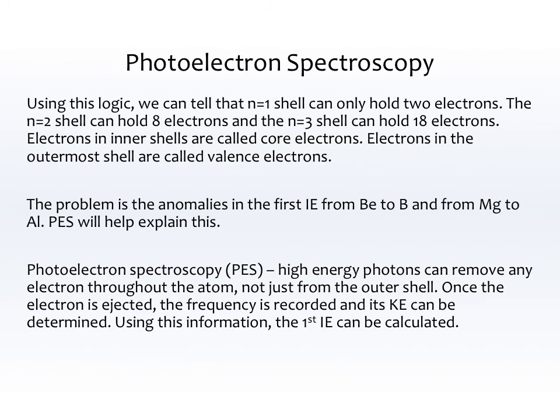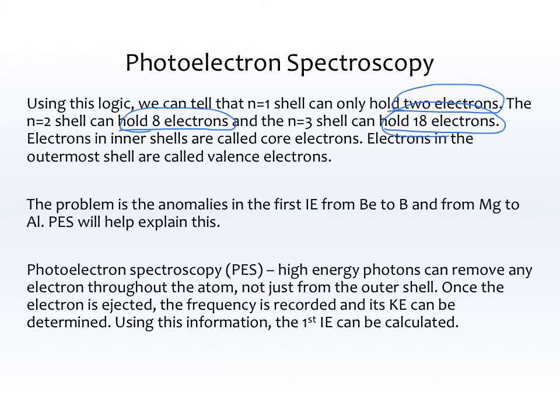And actually, using this logic, we can tell that the n equals 1, or the first energy level, can only hold 2 electrons, because after the first 2, the first ionization energy drops dramatically. And so then, the second energy level must hold 8, because after the next 8, the energy required drops dramatically. And so then the n equals 3 shell can hold 18, because after the next 18, the amount of energy required drops dramatically. And in this way, we can see how many electrons are in each energy level.